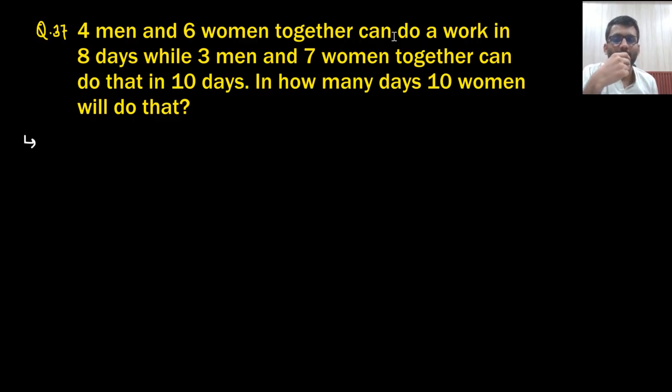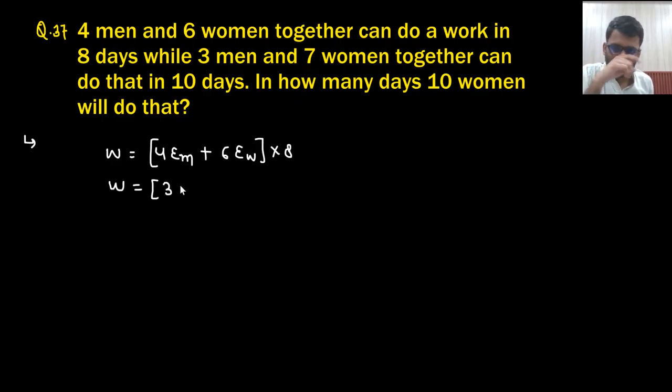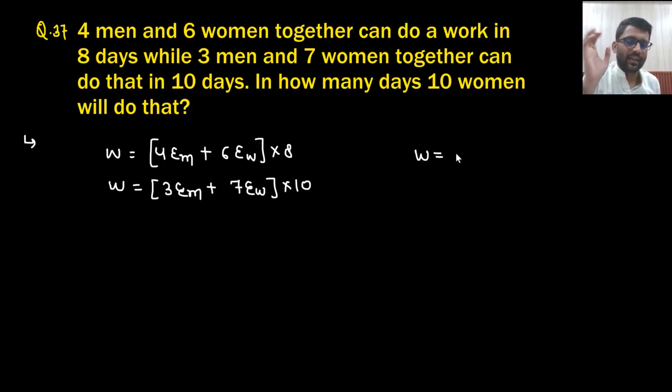4 men and 6 women together can do a work in 8 days. That means the work is 4 men working with their full efficiency plus 6 women working with their full efficiency, for 8 days. While 3 men plus 7 women working with their full efficiency for 10 days can do the same work. In how many days will 10 women be able to do it?